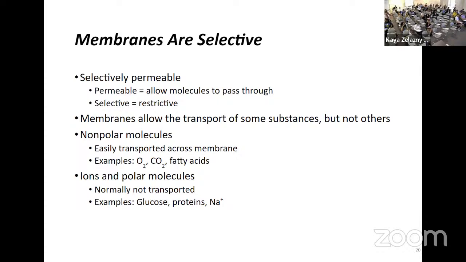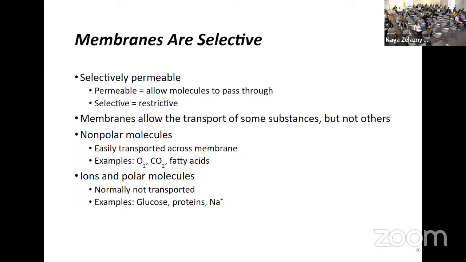The selective piece is that because we can control what proteins are in that membrane by making new proteins or by removing proteins, we can control when, for example, a sodium ion can or can't get into a cell. So that's the selective piece.